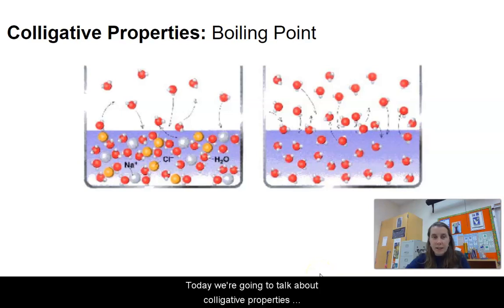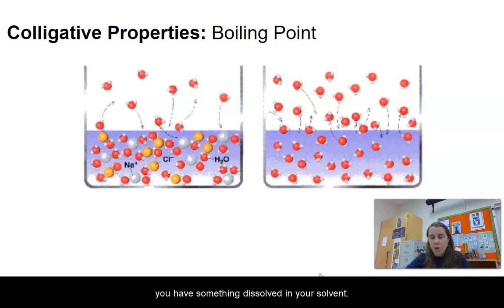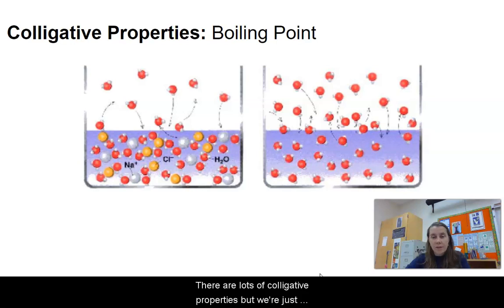Today we're going to talk about colligative properties, and colligative properties are properties that change when you have something dissolved in your solvent. Okay, so there are lots of colligative properties, but we're just going to focus on two of them. The first one is boiling point.